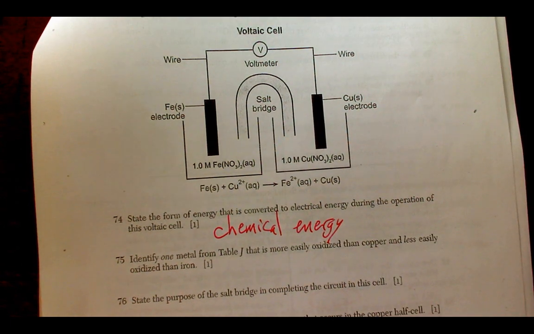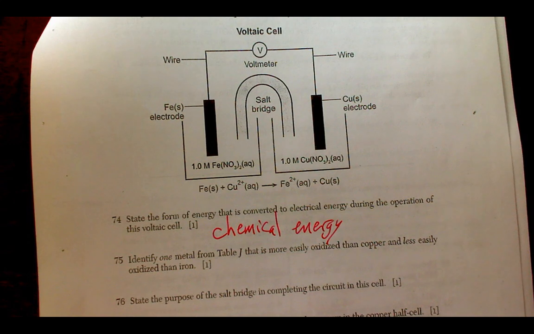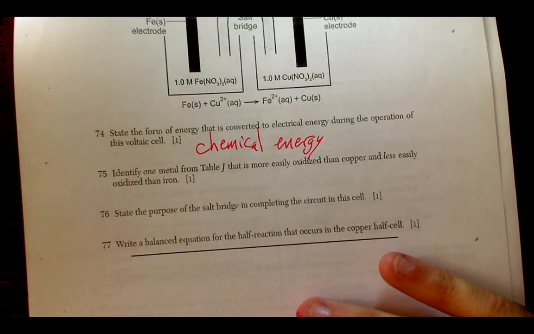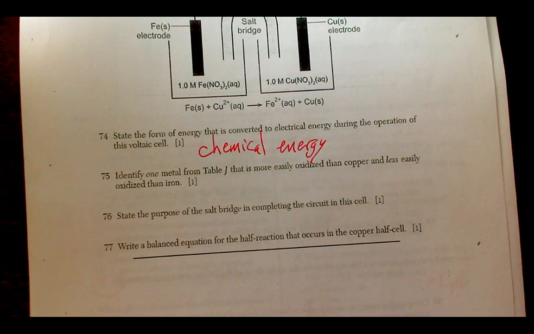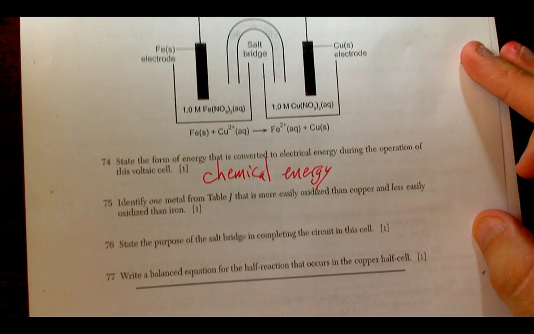The opposite's true in the electrolytic cell, where you need to use electrical energy to make a chemical reaction happen that wouldn't happen on its own, like when we silver coat something or gold coat something, silver plating, that kind of thing. 75. Identify one metal from Table J more easily oxidized than copper and less easily oxidized than iron.